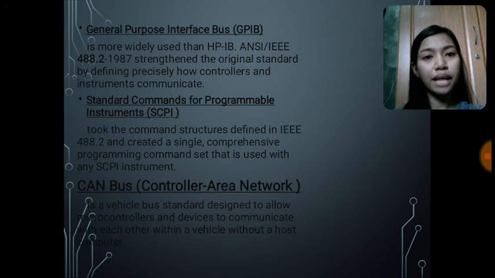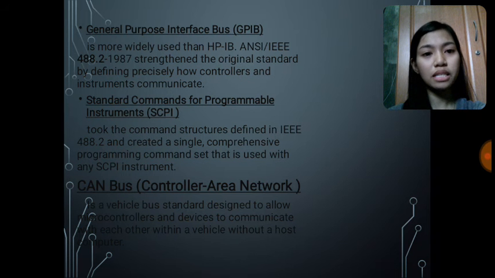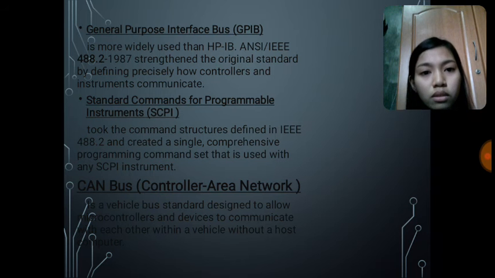The Standard Commands for Programmable Instruments or SCPI took the command structures defined in IEEE 488.2 and created a single comprehensive programming command set that is used with an SCPI instrument. And CAN bus or Controller Area Network is a vehicle bus standard designed to allow microcontrollers and devices to communicate with each other within a vehicle without a host computer.